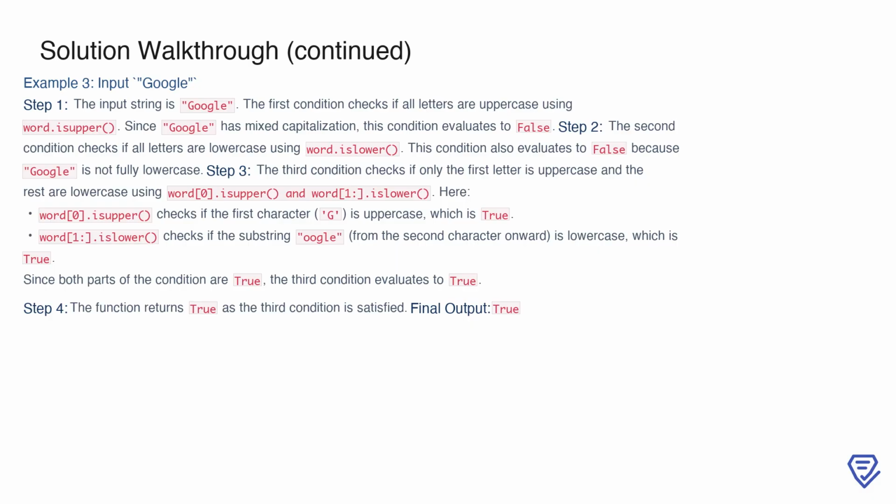Finally, the third condition checks whether only the first letter is uppercase and the rest are lowercase by combining two checks. word[0].isupper ensures the first letter G is uppercase, which is true, and word[1:].islower verifies that the substring ogle is entirely lowercase, which is also true. Since both parts of this condition are satisfied, the function evaluates this condition as true and returns true. The final output for this example is true.